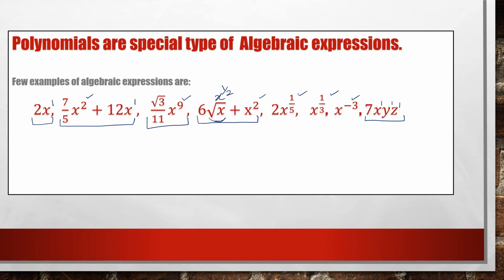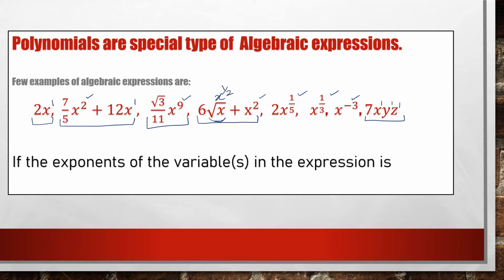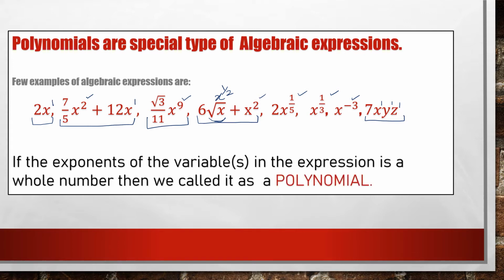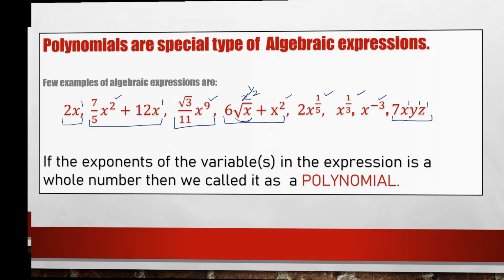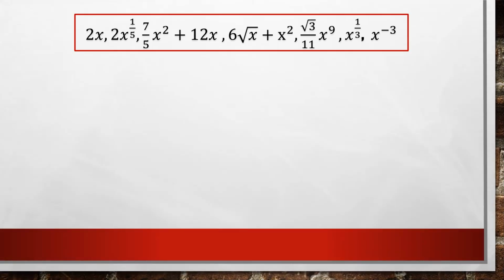On the basis of the exponent on each variable, we will define polynomials. Now, if the exponents of the variable or variables, depending on the algebraic expression, is a whole number, then we call it a polynomial. These are the examples we have considered. So now we will classify these algebraic expressions as polynomial and non-polynomial on the basis of the exponent on the variable, right?